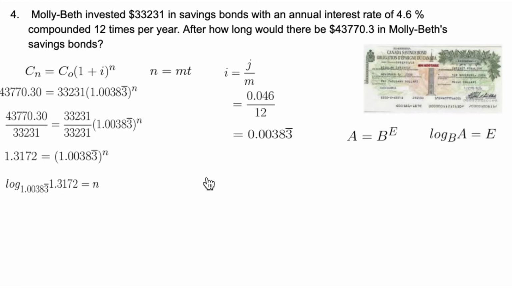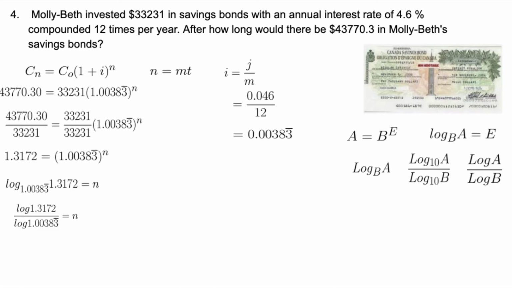I can rewrite this using our change of base law that says if you have the log of a to the base b, we can rewrite that as the log of a divided by the log of b to any base. Base 10 is going to be the base to pick. And when it's base 10, we don't even bother writing the 10. It's just implied. Log of a divided by the log of b. The log of 1.3172 goes on forever, divided by the log of 1.00383 repeating.